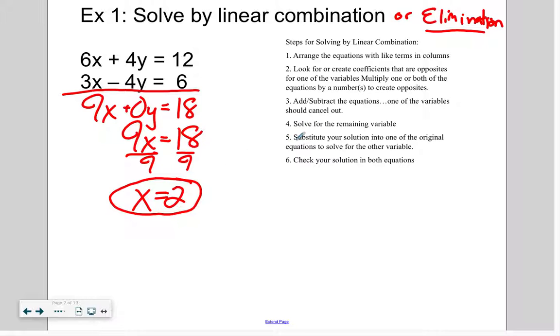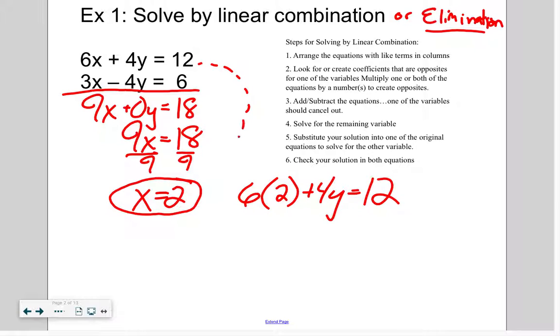Now I'm going to substitute my solution into one of the original equations, either this top one or the second one, to solve for the other variable. It doesn't really matter which one you use, it's your choice. I'm going to use the top one. So I'm going to substitute in 2 for x. So 6 times 2 plus 4y equals 12. See how I just substituted that into that top equation. Now we get 12 plus 4y equals 12.